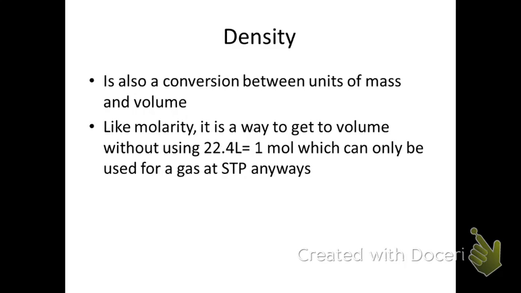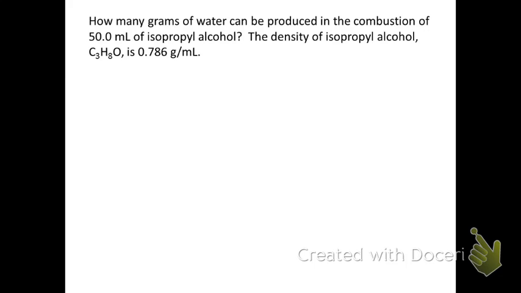Now, density. Density is also a conversion. Density is a conversion, though, between mass and volume instead of moles and volume. Like molarity, it's a way you can get to using volume without using 22.4. So how many grams of water can be produced in the combustion of 50 milliliters of isopropyl alcohol? The density of isopropyl alcohol, C3H8O, is 0.786 grams per milliliter. So I want to know how many grams of water, but I have 50 milliliters of isopropyl alcohol and the density of isopropyl alcohol.